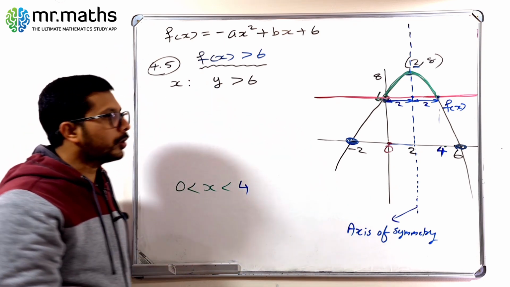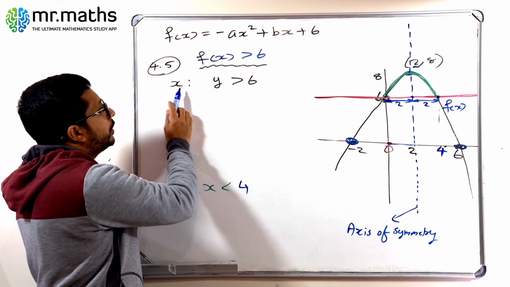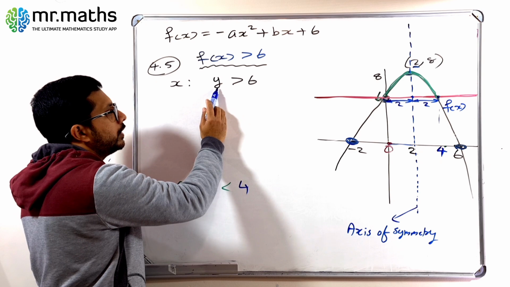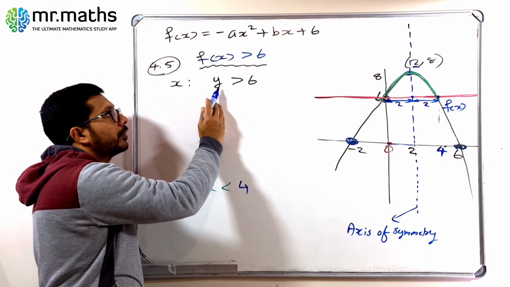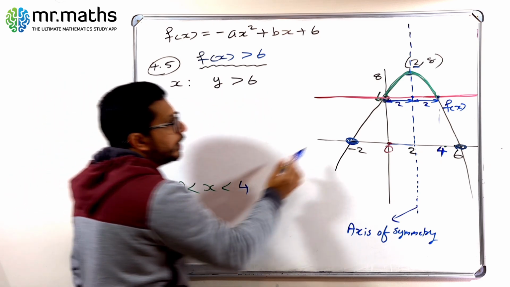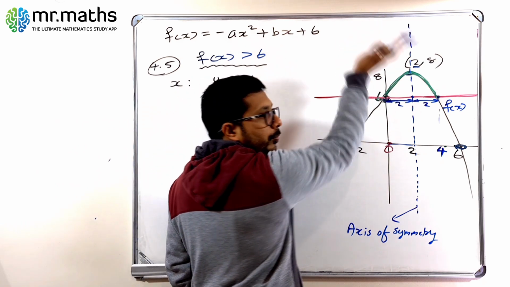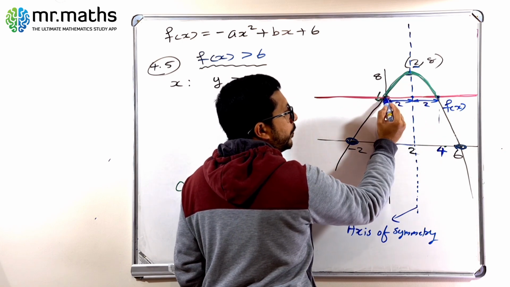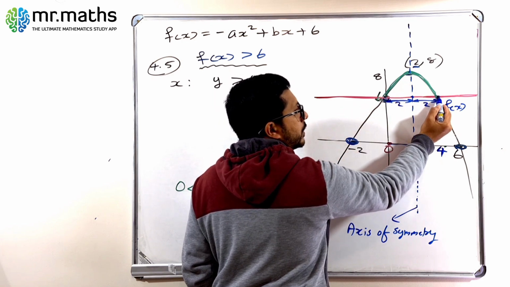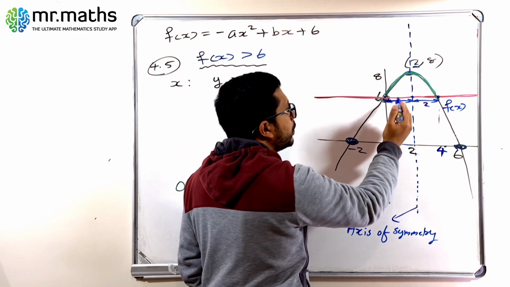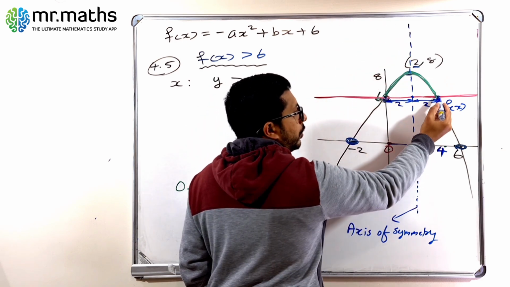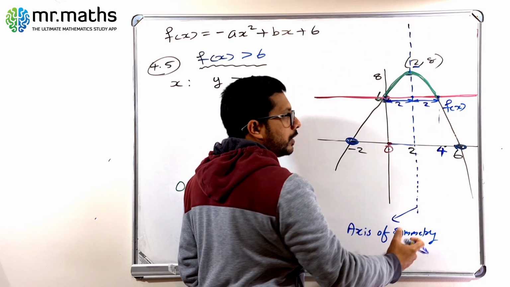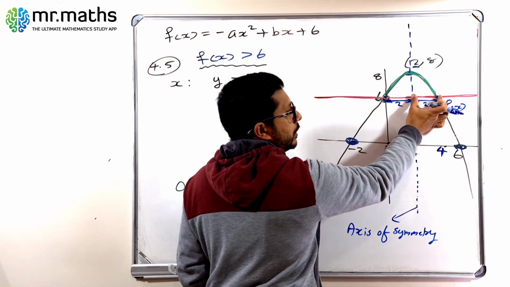Listen once more. You have to find the values of x where f of x is greater than 6. That is the question. We know that f of x is y. So you have to find the values of x where y is greater than 6. This is y equals 6. Greater than 6 means above that red line. That means from here to here, y is greater than 6. At this point, what is the x value? 0. Now we have to find the x value of this point. How can we find it? This is the axis of symmetry, so you have to know that this distance and this distance are the same.